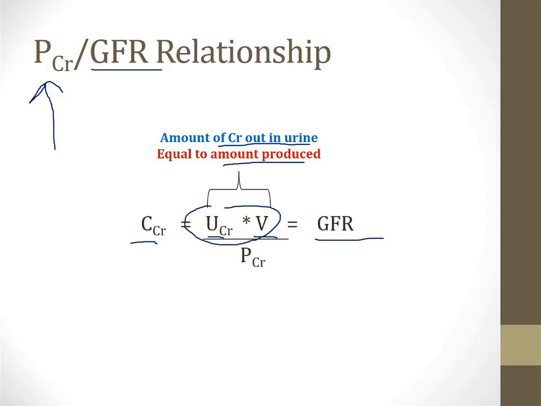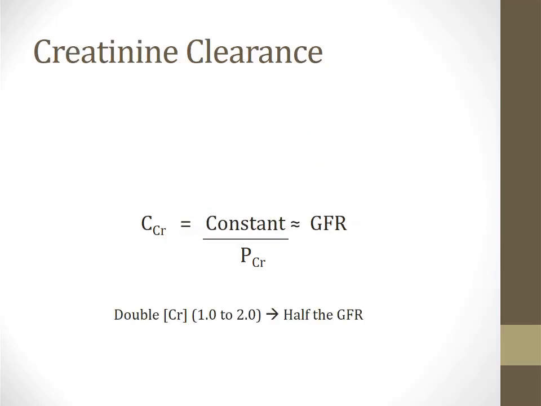So really, this equation can be changed to look something like this. And you can see from this equation that we've got a constant in the numerator, so anytime the plasma creatinine value goes up, the creatinine clearance will go down, and therefore that reflects a fall in the GFR. So for example, if you double the creatinine from 1 to 2, you would halve the GFR.